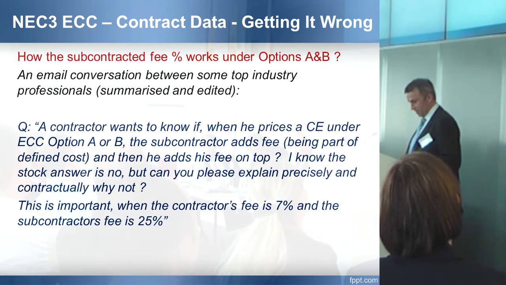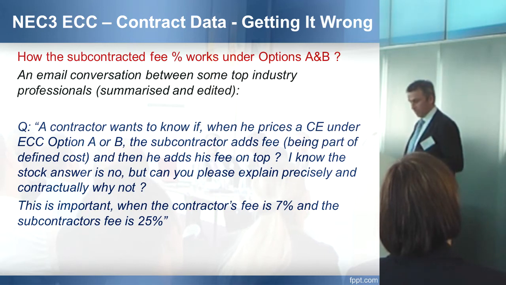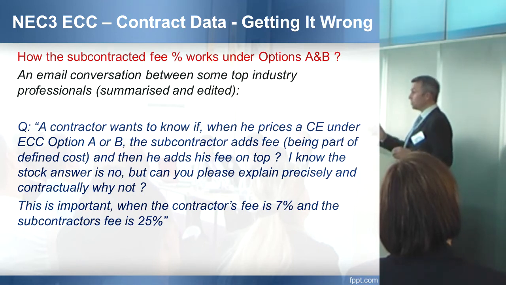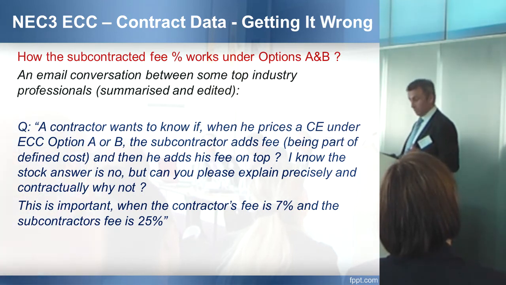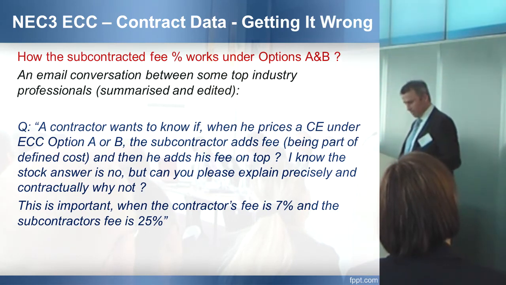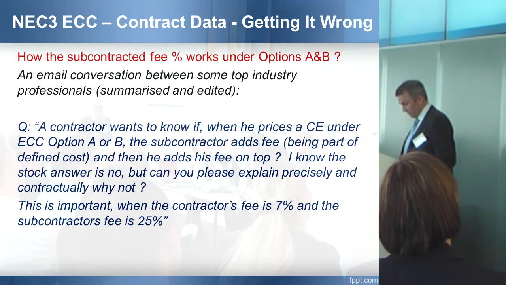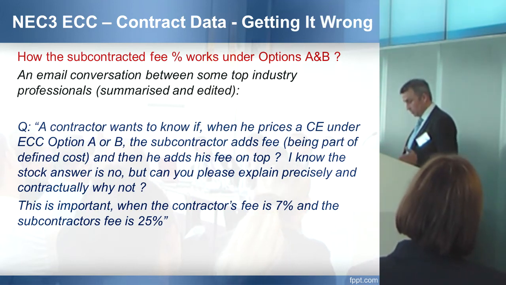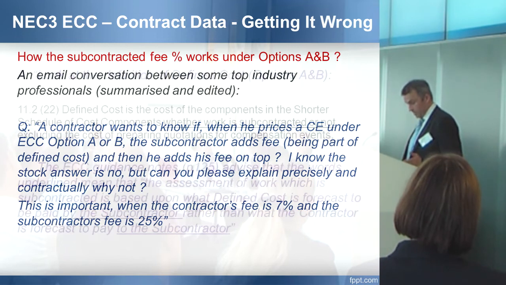But the conversation started with someone asking, a contractor wants to know when he prices a compensation event under ECC options A or B, he's got his subcontractor defined cost, he's got his subcontractor fee, which happens to be 25%, and of course he just adds his fee on top, which is I think 6 or 7%. Is that right? And he's saying, I've been told the answer is no, but can anybody explain to me why not? So as is important really, because the subcontractor's fee is 25%, the contractor's fee is only 7%, clearly wouldn't absorb the 25% or leave him with anything on top.